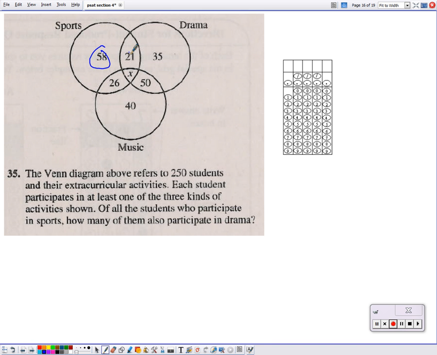If you add up all the numbers here, you get 230. That means that x has to be 20 in order for the whole Venn diagram to add up to 250. So it's asking us, of the students who participate in sports, how many of them also participate in drama? So I'm only looking at the sports kids, and how many participate in drama. So I'm looking for the overlap here. And it would be 21 plus x, and since we know x is 20, the answer is 41.